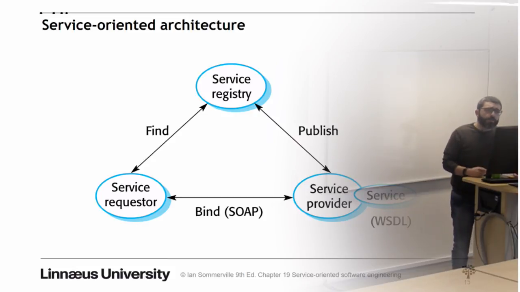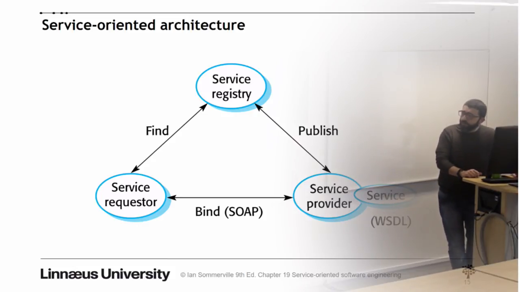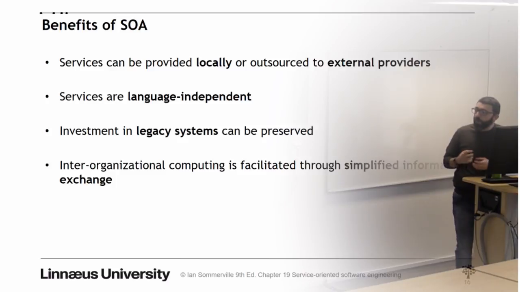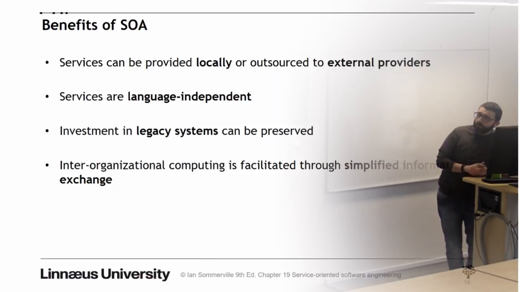So what are the benefits of exploiting this type of paradigm? Services can be provided locally or outsourced to external providers. It doesn't matter that the service is running on a local machine or remotely from third-party providers. They are language independent, so a service implemented in Java can interact with a service implemented in C#, for example, or in any programming language.